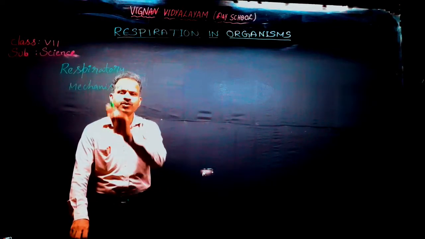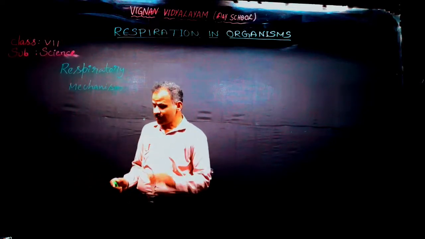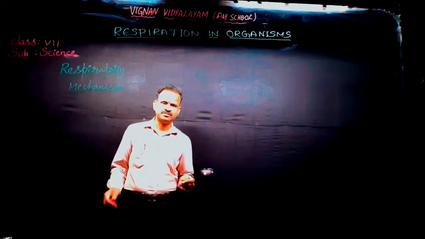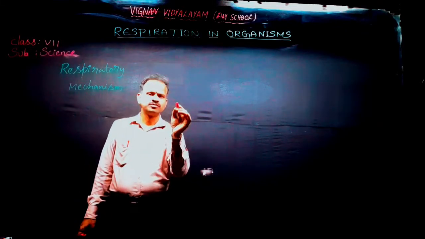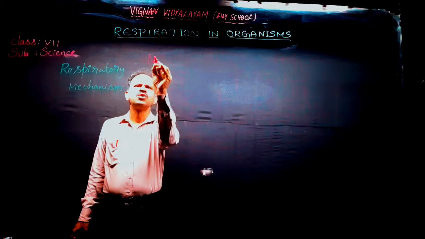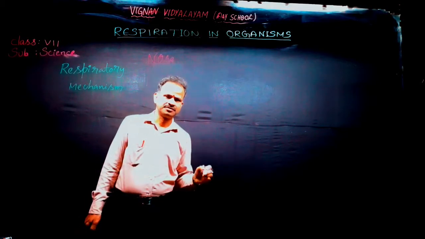So before going to know that, first we learn the respiratory system. What are the parts in the respiratory system? Generally, children, the respiratory system contains first one, that is nose. Nose is the first part.